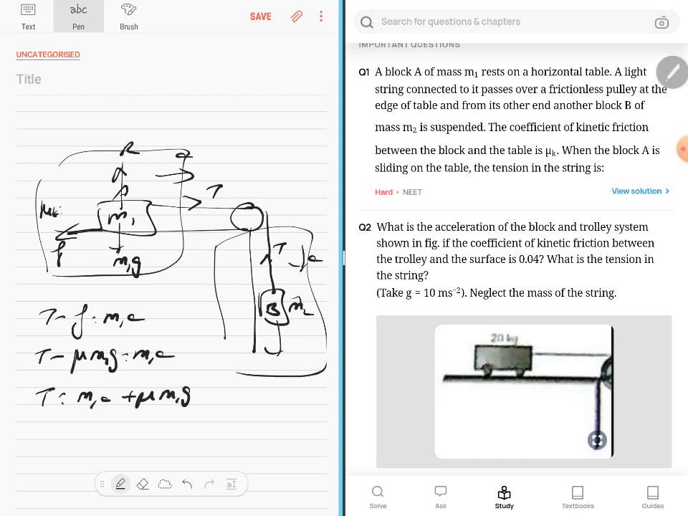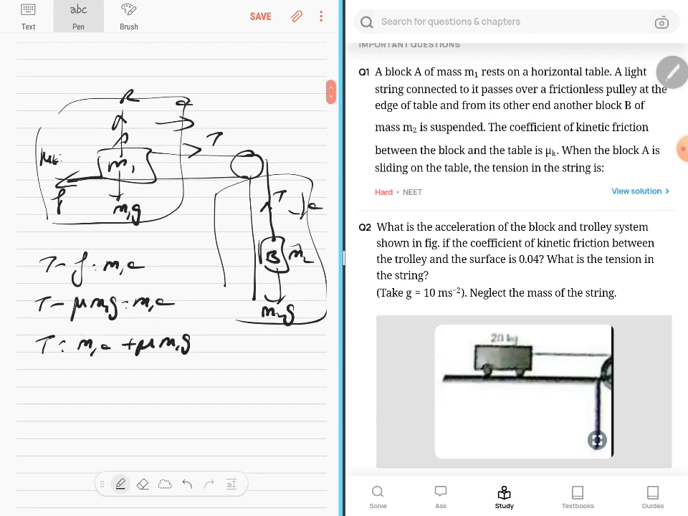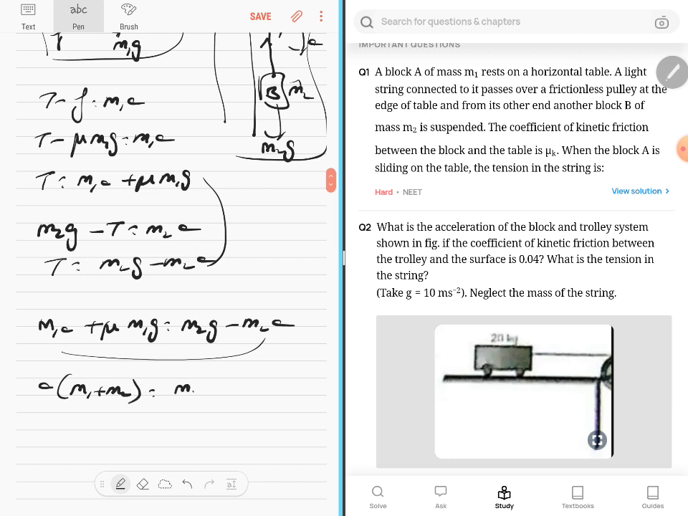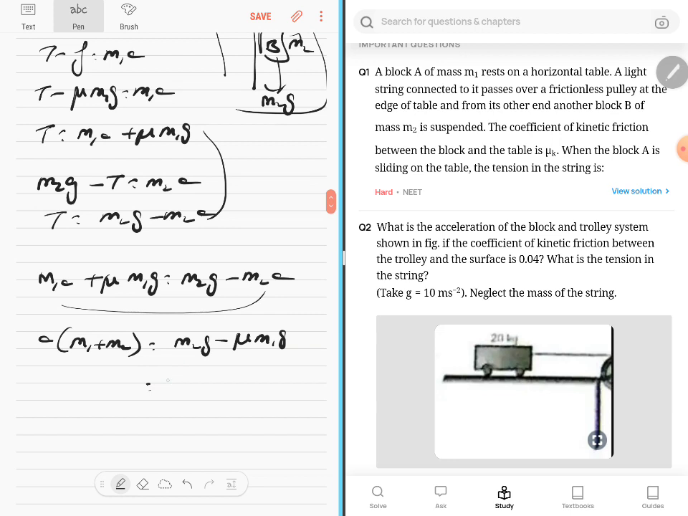Taking the free body diagram in this, you have an m2g which is acting downward and a tension upward. So m2g minus tension is equal to m2 into a. Therefore tension is equal to m2 into g minus m2 into a. Equating both these tensions, you get m1a plus mu into m1g is equal to m2g minus m2a. Consolidating a, you get (m1 plus m2) a is equal to m2g minus mu into m1g. So then g is common, and g into (m2 minus mu into m1) by (m1 plus m2) gives you the acceleration.